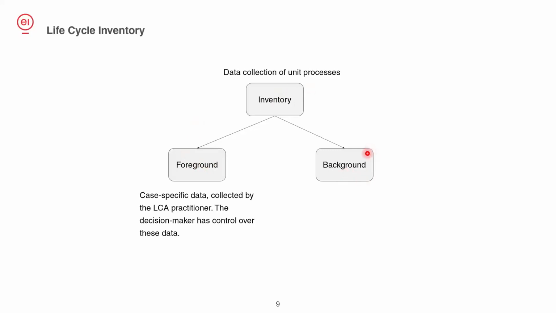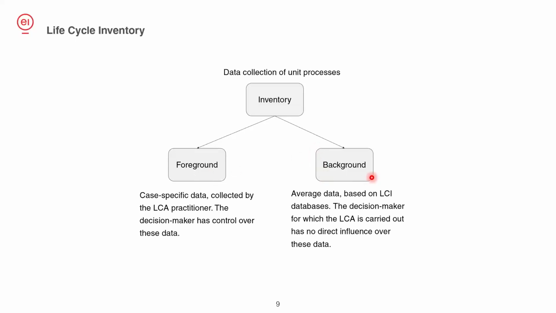Foreground data are all the data that are case specific and they can be collected by the LCA practitioner. Let's assume, for example, that you want to perform the life cycle assessment of an aluminium frame. The amount of aluminium included in this frame belongs to the foreground data because it's information that you can extract from this case. You have control over this data.